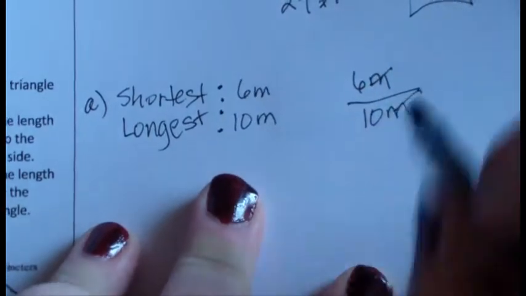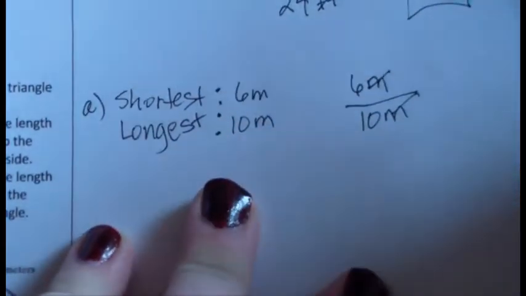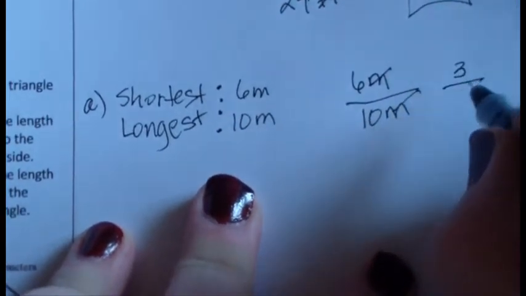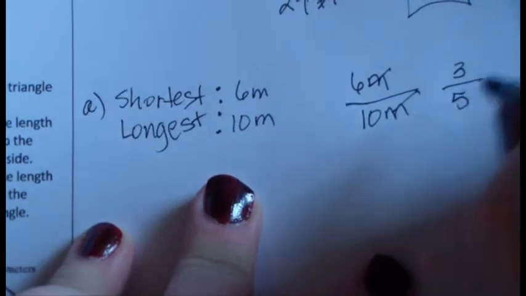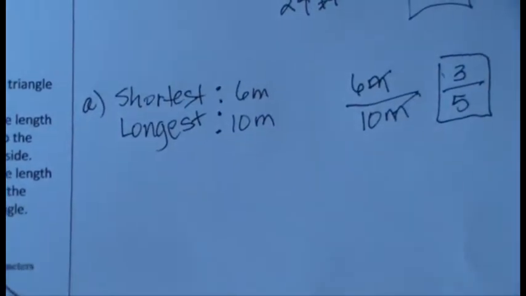Meters are going to divide out. And let's see, 6 over 10 reduces, 2 divides both of them. 2 divides 6 into 3 times, and 10 5 times. So the ratio is going to be 3 over 5.